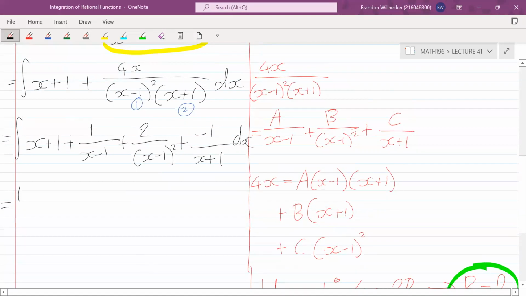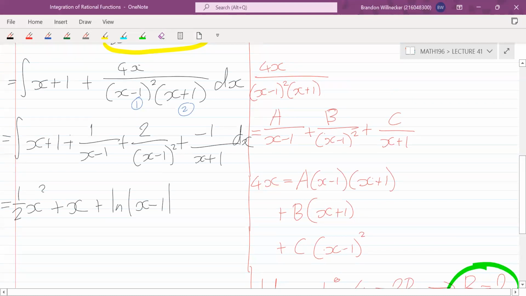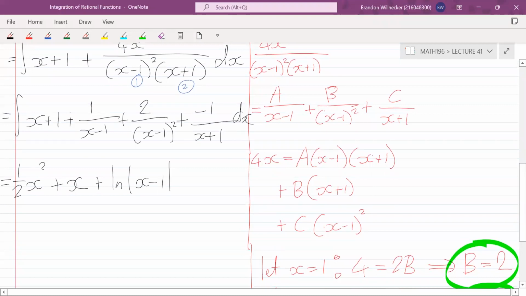The integral of x is just 1/2 x squared. The integral of 1, that's just x. The integral of 1 over x minus 1, that's going to be plus the natural log of the absolute value of x minus 1. Remember your absolute values. The integral of 2 over x minus 1 squared, that's just going to be minus 2 over x minus 1. And lastly, the integral of 1 over x plus 1 is natural log of x plus 1, but we've got the minus sign. So minus the natural log of the absolute value of x plus 1. And we need our constant c, so plus c.